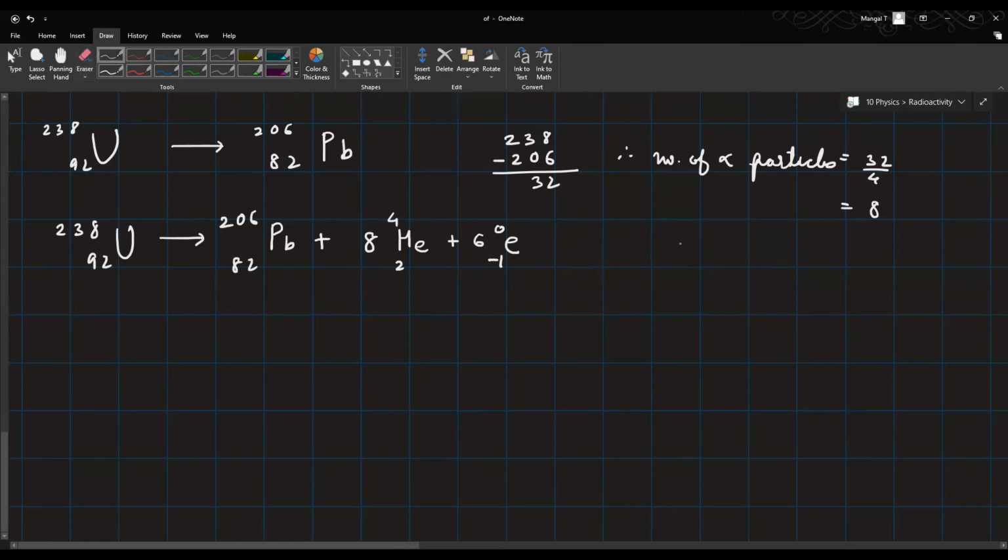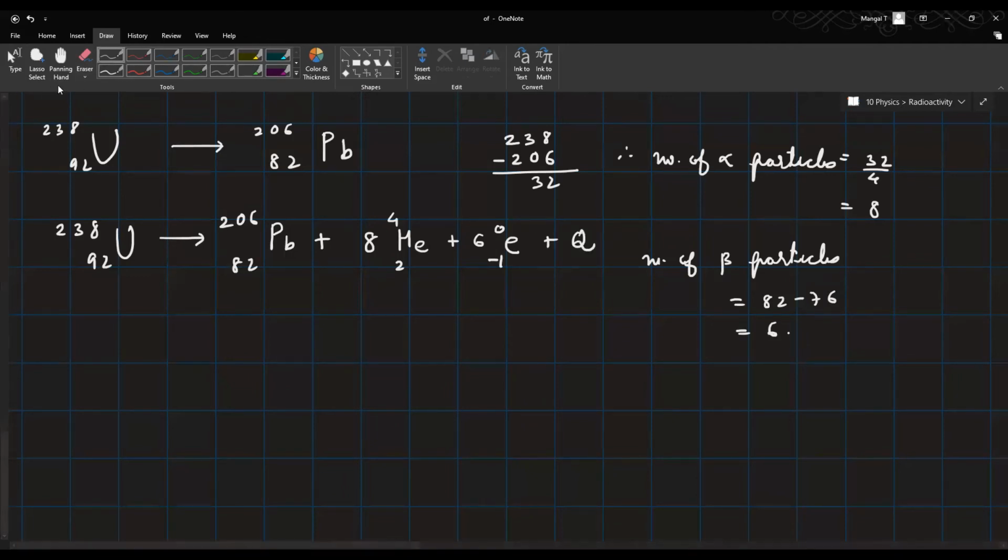Therefore, the number of beta particles will be equal to 82 minus 76, that is 6 beta particles. Okay. Now this indeed is a tricky question, but the kind of questions that you expect in the exam are slightly easier. So let's look at the second question now. So here you have X. This is X1.